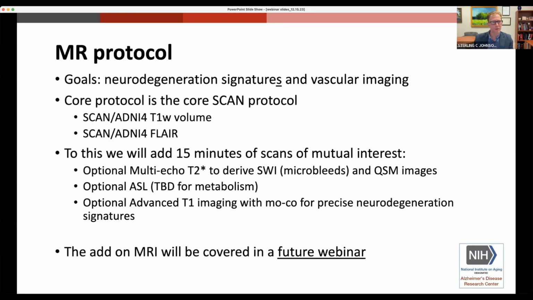The MR protocol, as Beth mentioned, the heart of it is the ADNI-4 T1 weighted volume, and FLAIR. To this, we will add 15 minutes or so to do a multi-echo T2 star to derive high-res SWI for microbleeds, which will also allow for QSM to be quantified on that multi-echo T2 star. And Dr. Detre and others will give us an ASL sequence to be determined to assess cerebral metabolism. And we'll be doing an optional advanced T1 protocol with motion correction for perhaps more precise quantification of neurodegenerative signatures. We'll be discussing this in another webinar.